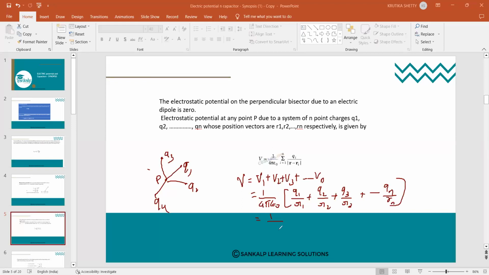Then 1 upon 4 pi epsilon naught, and here we take the summation, where i runs from 1 to n. So Q1, Q2, Q3 up to n, I take as Qi and the denominator as Ri. In the equation you are seeing here, they have taken the difference of the distance instead of taking it as Ri. You can take it like this also, both will be fine.